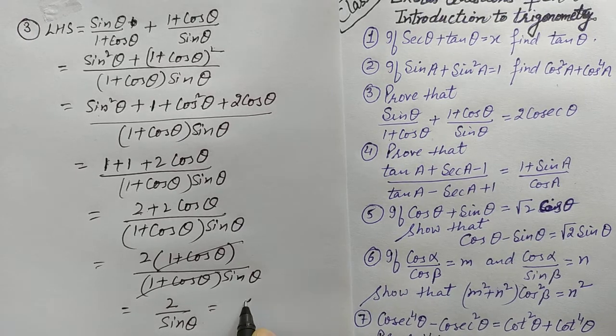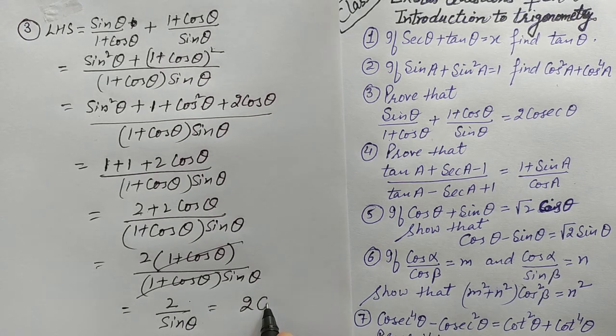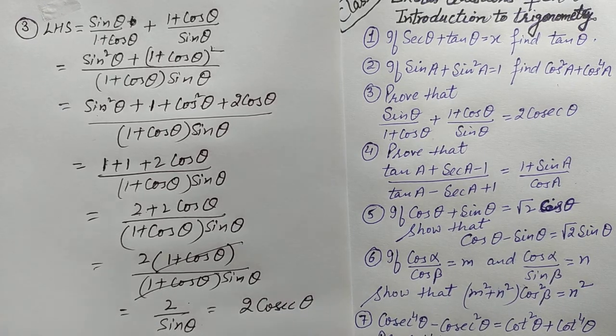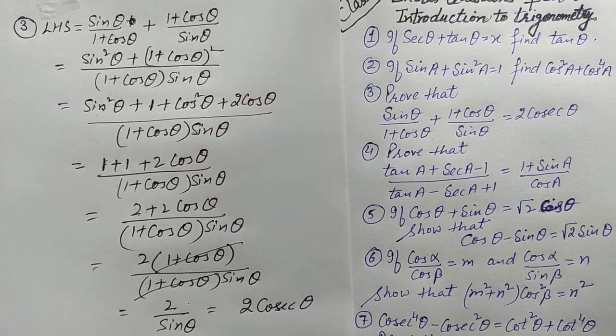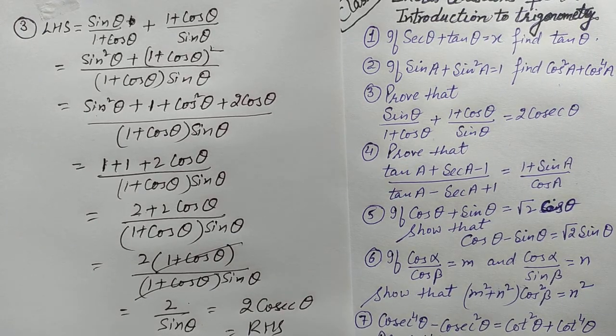So you know 2, and this is 1 over sin theta, so 1 over sin theta is cosecant theta. You know sin theta is the reciprocal of cosecant theta, or cosecant theta is the reciprocal of sin theta. So 2 cosecant theta has come, so that is equal to right hand side. So we have proved this.